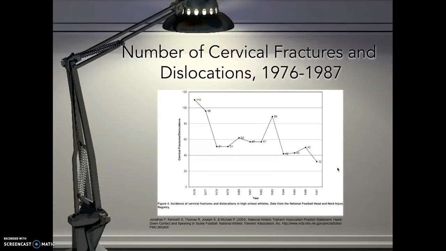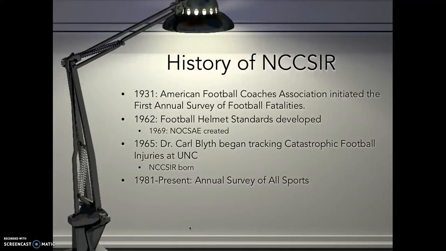At about the same time period, from 76 to 1987, let's look at the number of cervical fractures and dislocations. 110 in 1976 and down to 32 in 1987. So even though we see this spike right here in about 1983, there still is a downward trend in the number of cervical fractures and dislocations. Okay. Again, you've seen this one as well because it comes from the same position statement on head down contact and spearing and tackle football. So why is that? What happened during that time period?